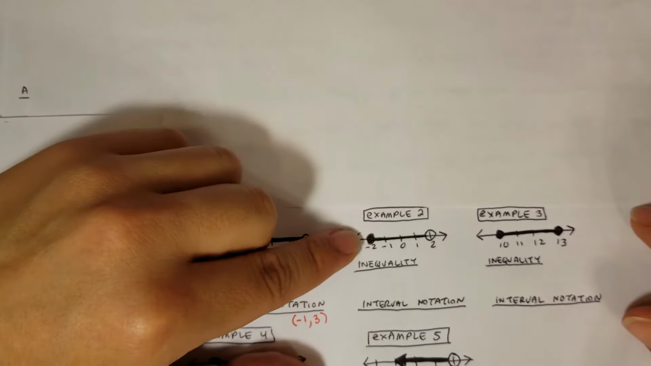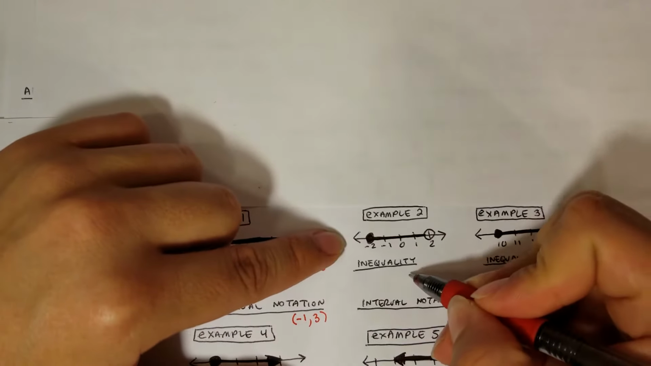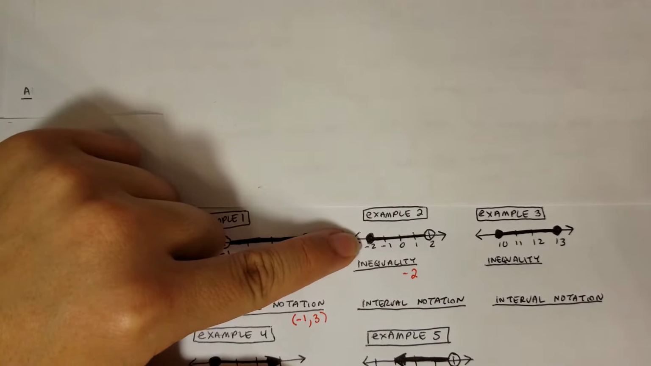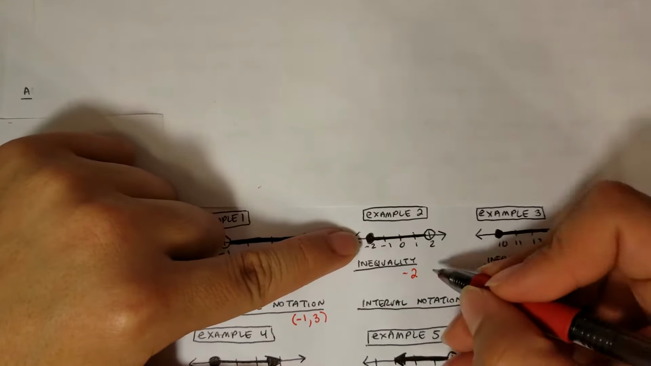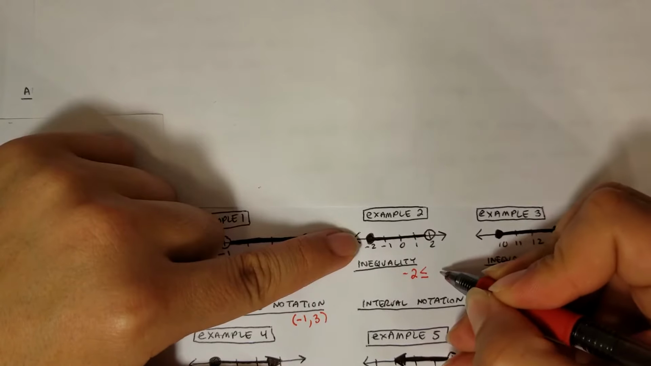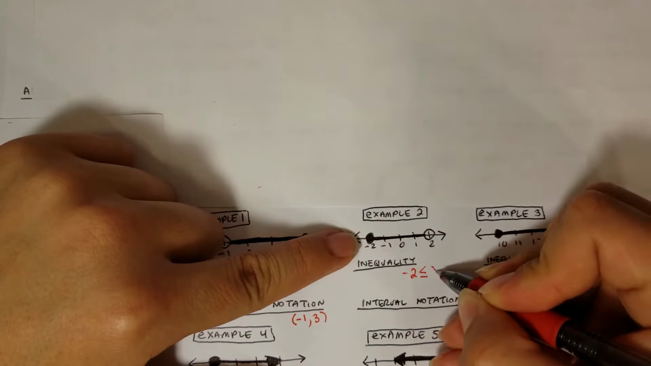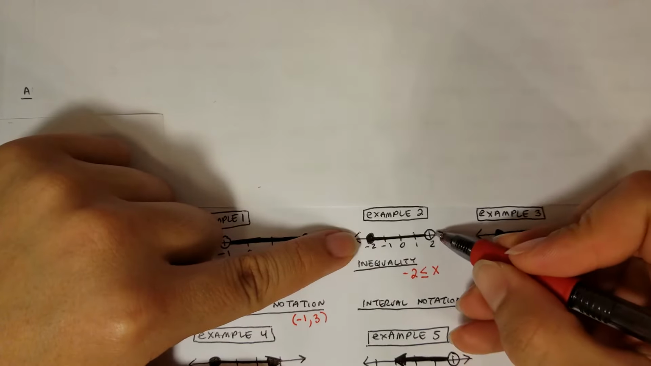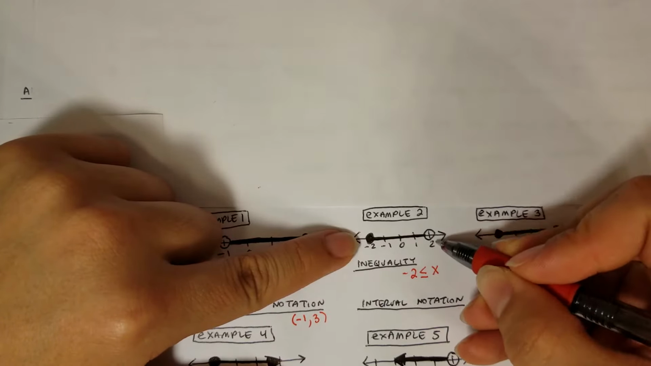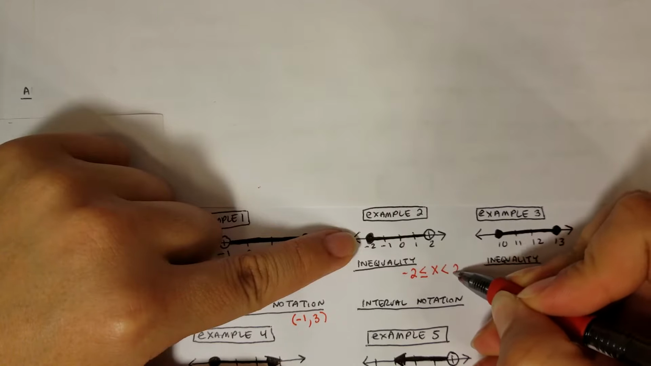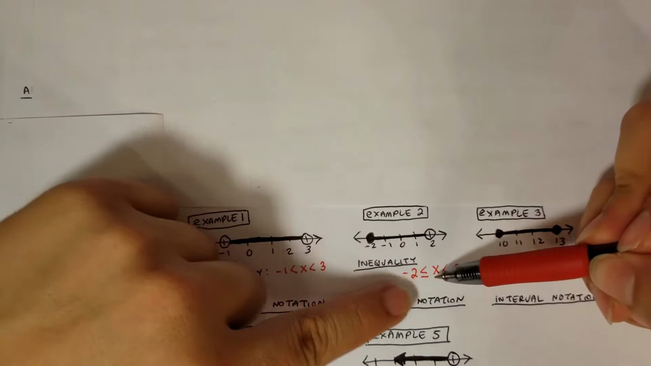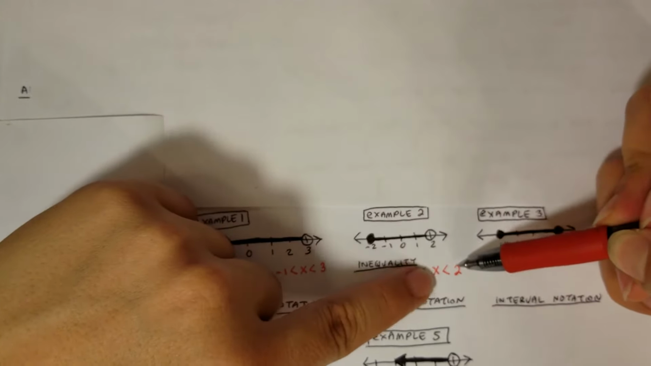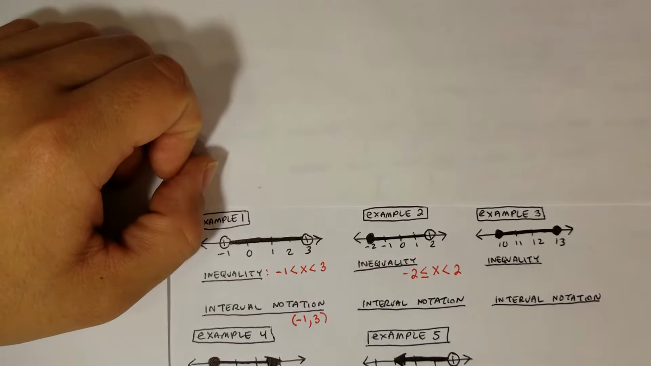Example number 2, as an inequality. So this thing starts at the -2. Are we including the -2? Well, yeah, we have a closed circle here. So we're going to have -2 less than or equal to x, which is all the numbers in between. And that is going to be stopping at the 2. We're not including the 2, so it's going to be less than 2. So again, closed circle, including; open circle, not including. So x is between -2 and 2.